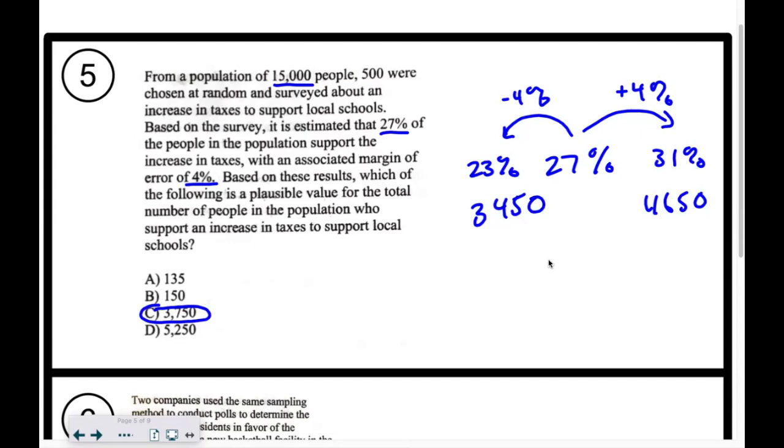So again, it's likely that this percentage of the population is going to vote in favor of this. So the only number that's between these two numbers is 3750. And these other numbers don't make sense. These numbers are based off of the sample. That's not what this is. We're trying to find the number of people in the population, so the percentages are applied to the 15,000.